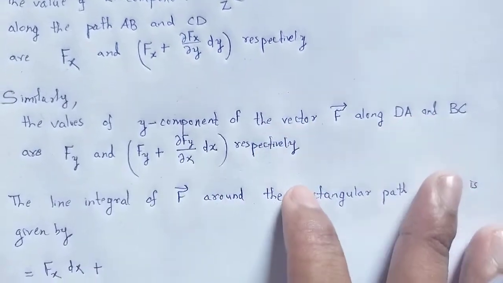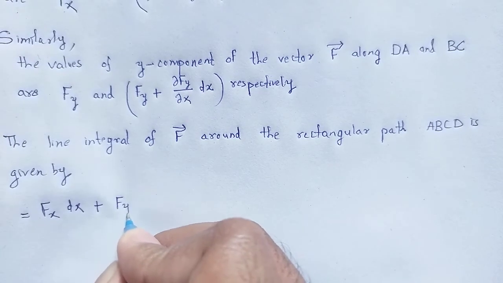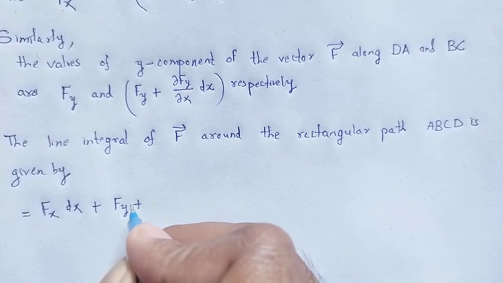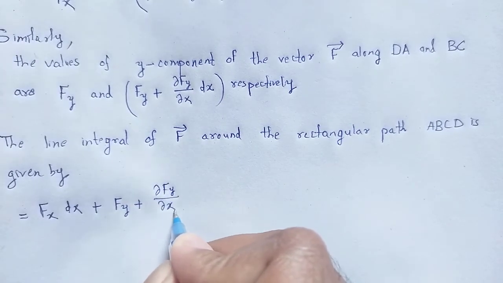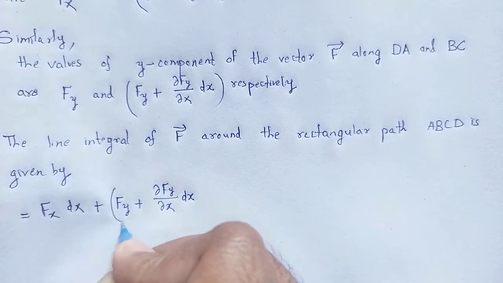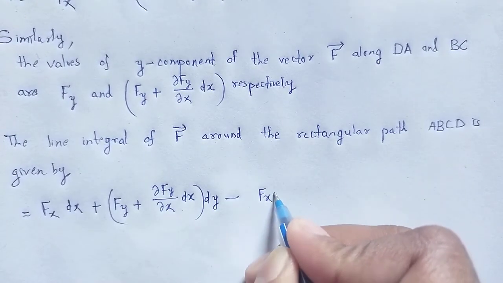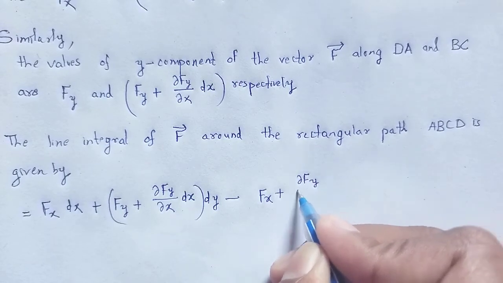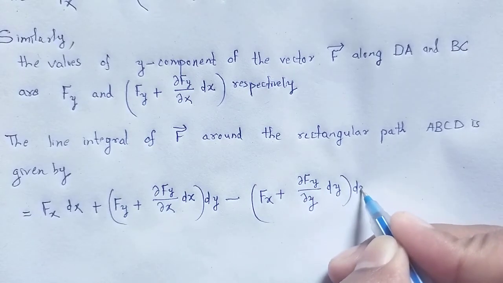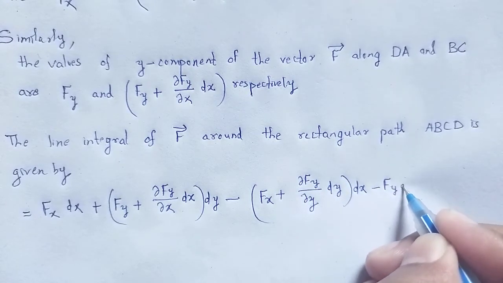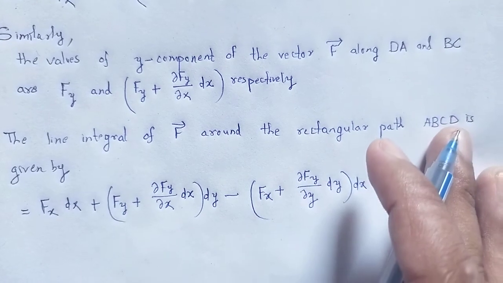So it is fx dx plus (fy plus del fy by del x dx) dy minus (fx plus del fx by del y dy) dx minus fy dy. We introduce the minus sign as these are opposite to the direction.